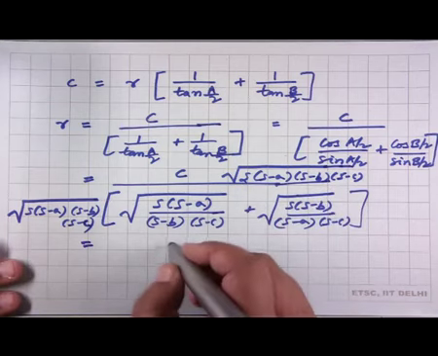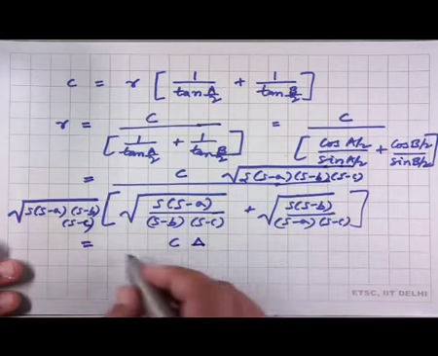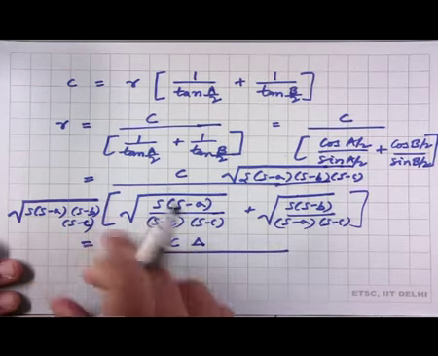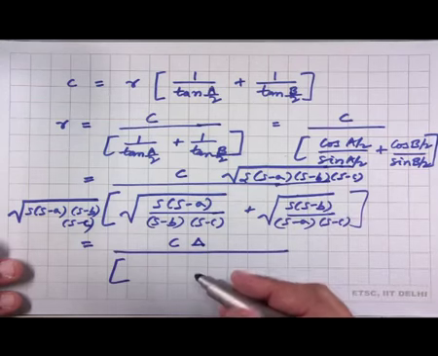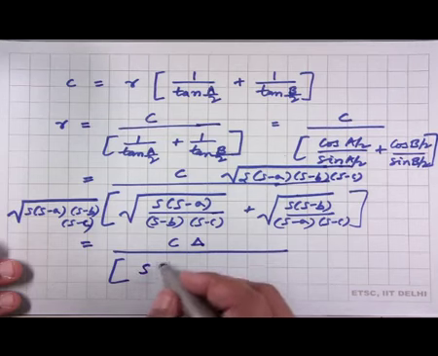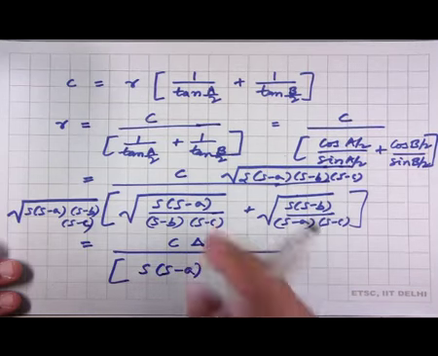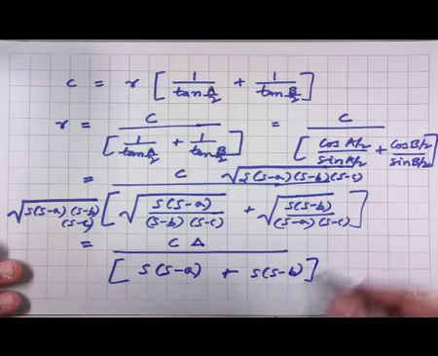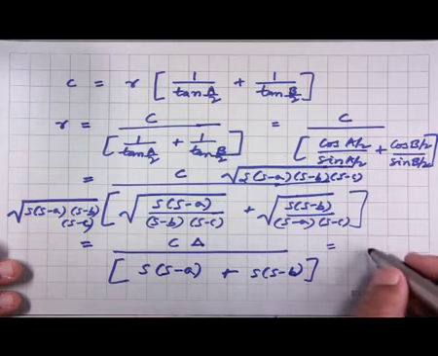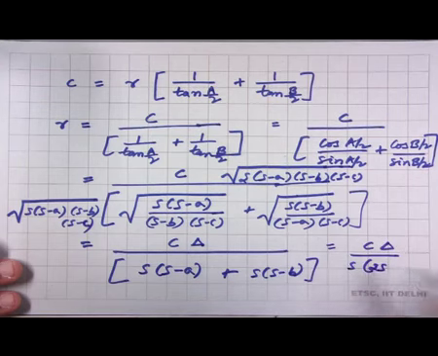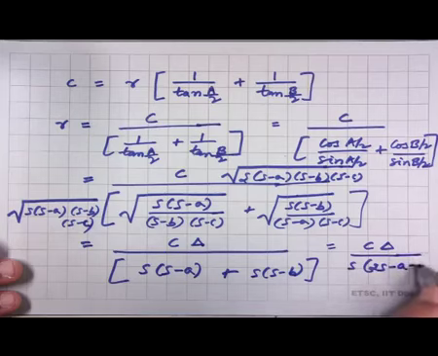So, the numerator becomes c times the area upon, and then we take this inside the bracket. So, what we get there is s into s minus a plus s into s minus b, that is equal to c delta upon s into 2s minus a minus b.